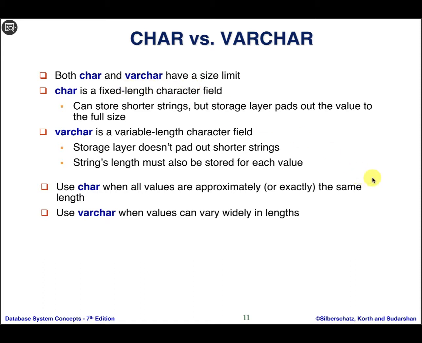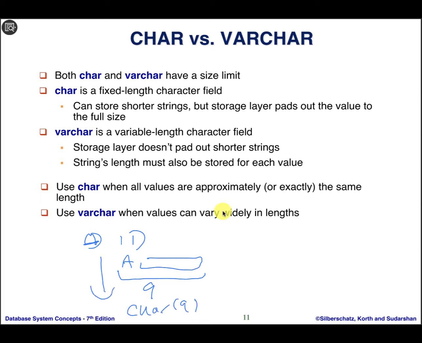So generally speaking, if you know exactly the length of the values, or they are approximately going to be the same length, then use a char. The same example will give you the ID and the IIT. Since we assume the ID has a number of digits, the total is going to be 9 characters. So it's better to use char 9, because every single tuple or student must have 9 characters in this field, or maybe approximately.